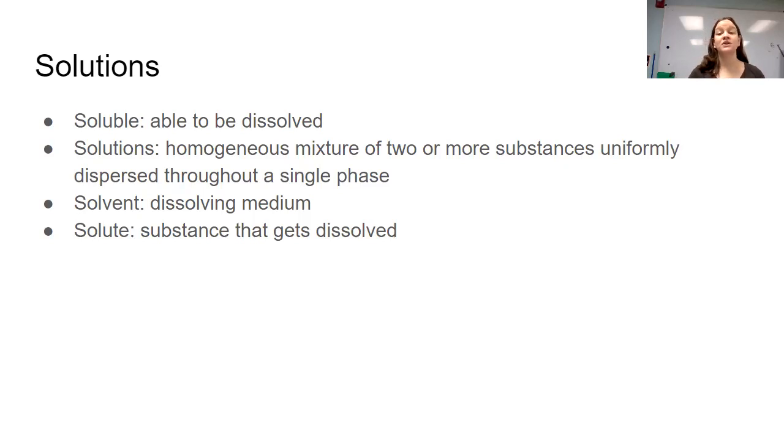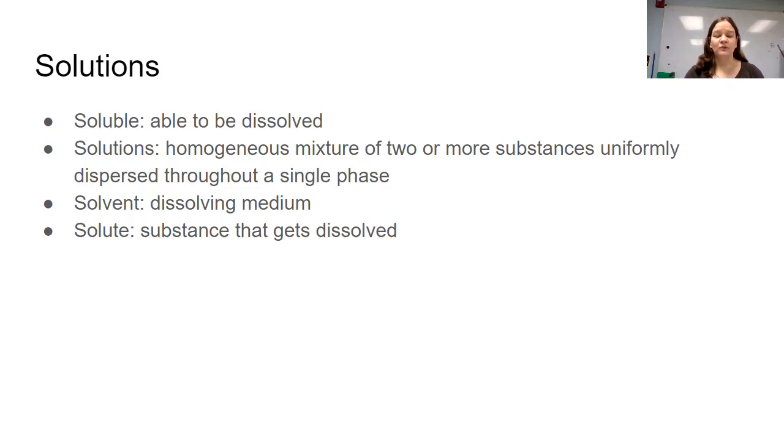So we've talked before about homogeneous and heterogeneous mixtures. In a solution, you have two or more substances that are all the same throughout. They're mixed together very evenly and you cannot tell them apart. So that's what it means by uniformly dispersed throughout a single phase. This is like when you dissolve salt in water, you can't see the salt particles anymore. You have that one aqueous phase, where you have the water and the salt all together, very evenly mixed.